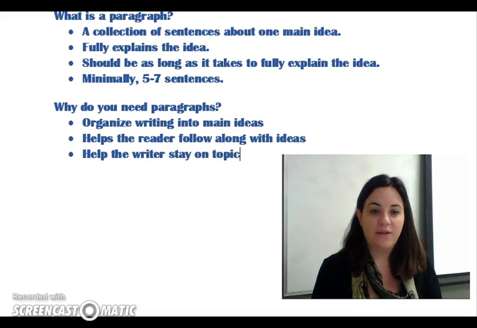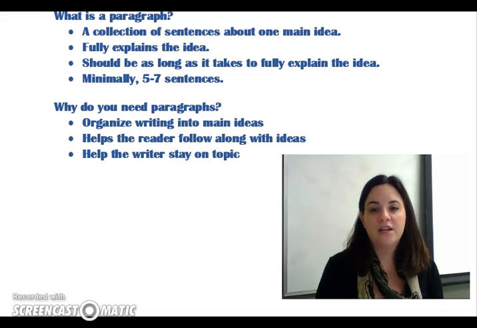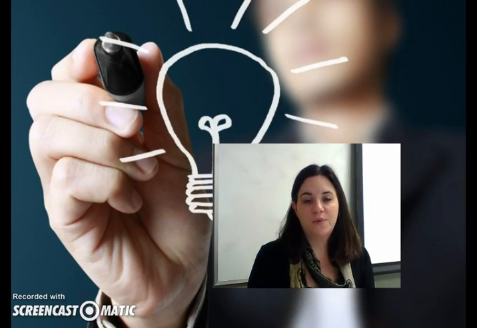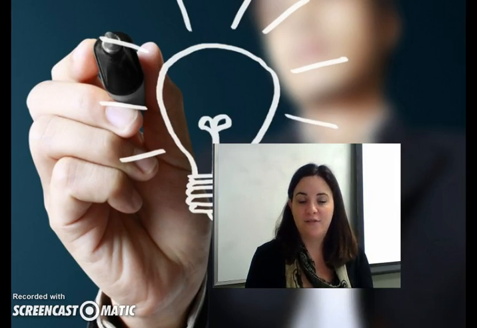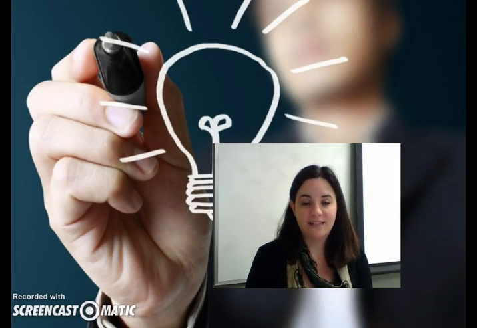Okay, so we now know what a paragraph is. We know why paragraphs are important, so let's take a minute to look at the structure of paragraphs. There are 2 parts to a paragraph. The first is the topic sentence, and that is simply the main idea of the whole paragraph. The topic sentence tells us what the paragraph will be about.